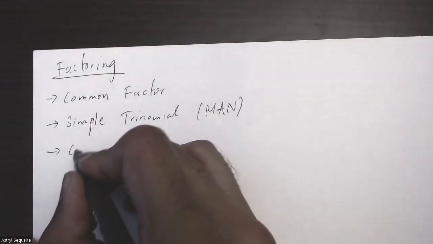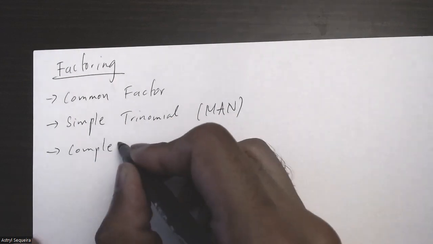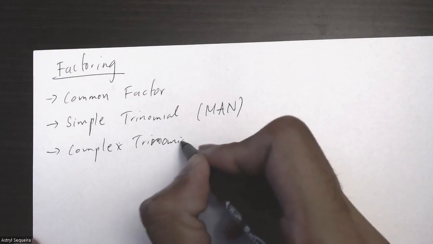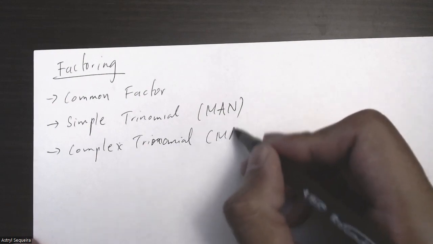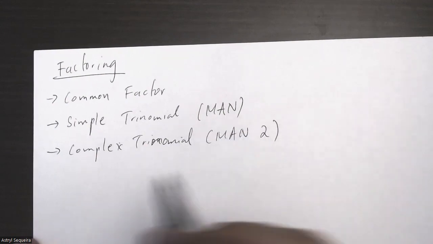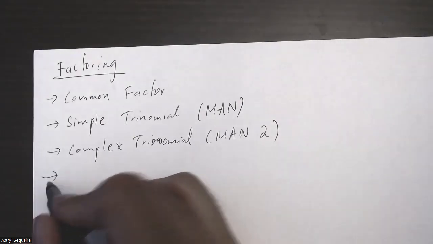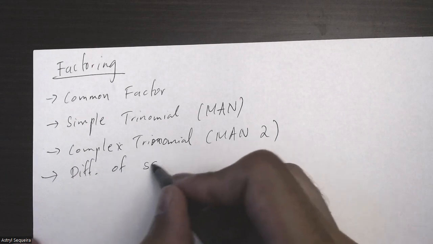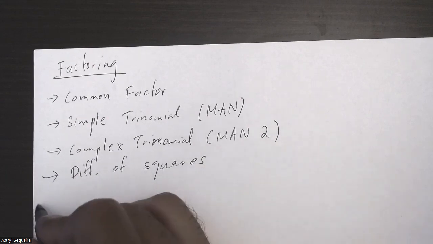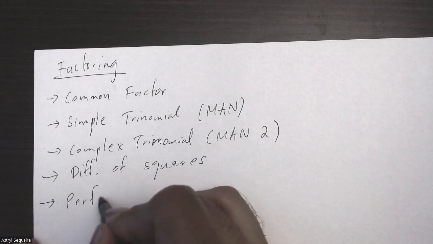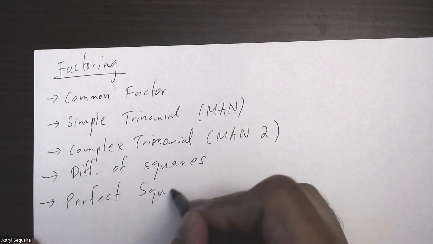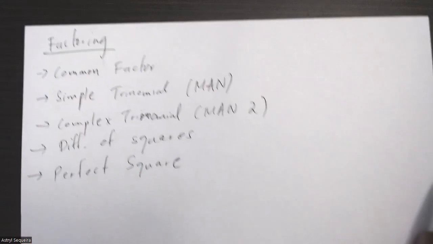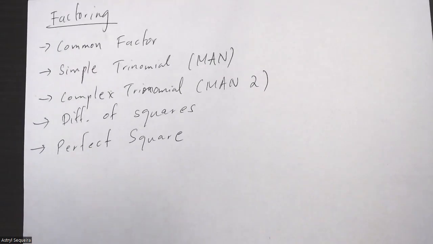The next one is a complex trinomial, which is MAN 2. That's the method we're going to use to solve. And then you have difference of squares, and you have perfect square. So we're going to learn all these 5 methods in order. I'm going to start with common factoring.